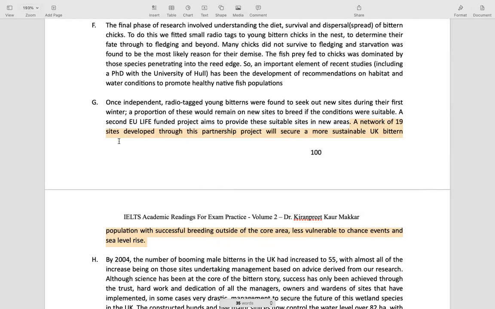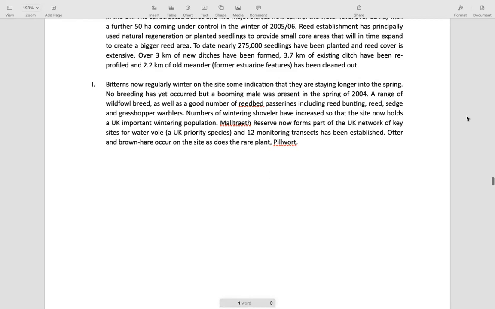So there are 2 reasons why I don't think this is the right answer. First, it's not just one site, it's sites, it's plural. Second problem is it's not for winter. It's for after winter, for their whole life. They're creating new sites for their whole life, not for winter. So that's why I'll go with the third as a better answer.